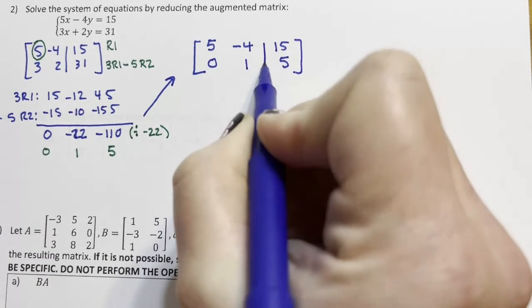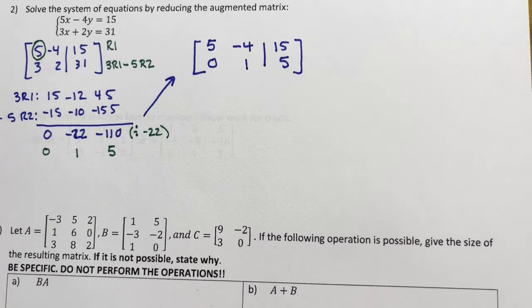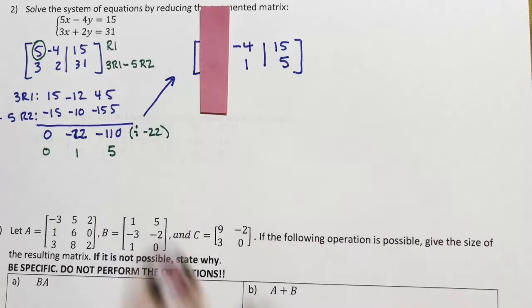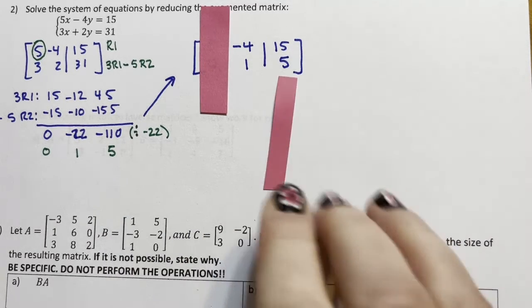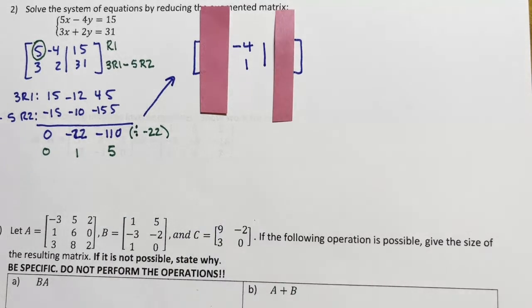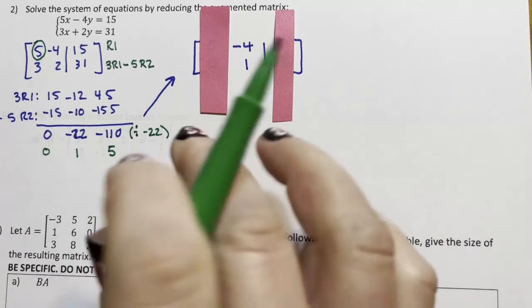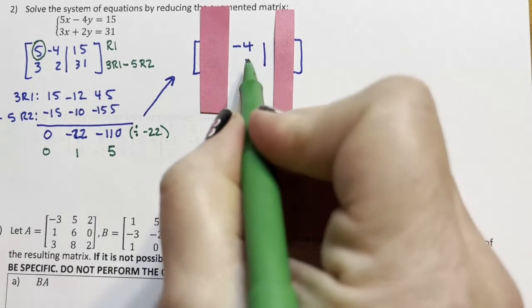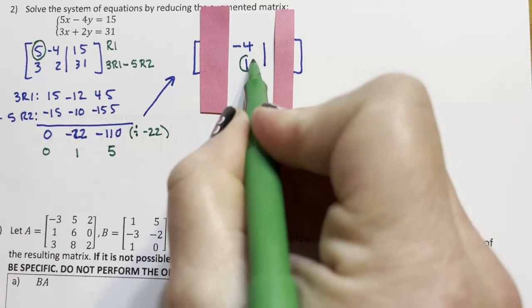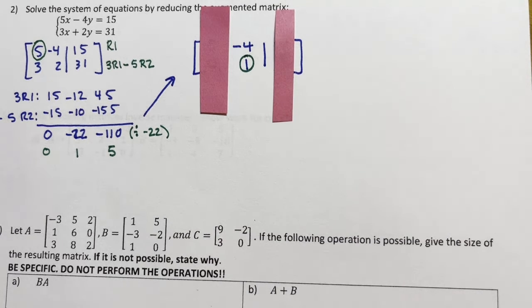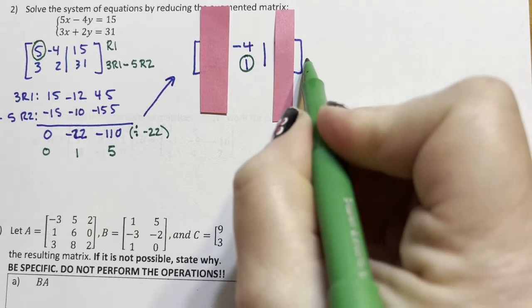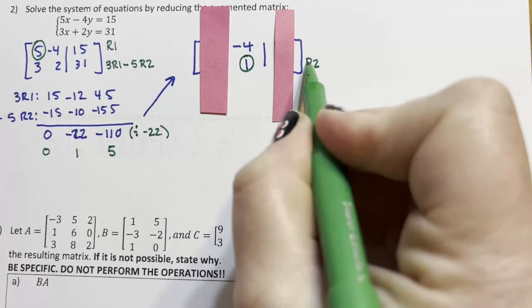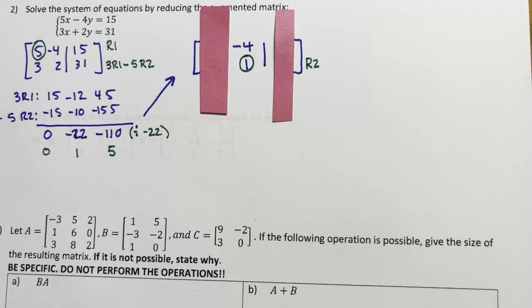I'm going to make this an augmented matrix by putting the line in to represent my equal sign. I'm going to cover up this column. I'm going to cover up this column. And now, I first pivoted on row 1, column 1. I'm now going to pivot on row 2, column 2. And I'm going to use that 1 to zero out the negative 4 above it. I'm going to leave row 2 as is. I can because I've already gotten it down to a 1.